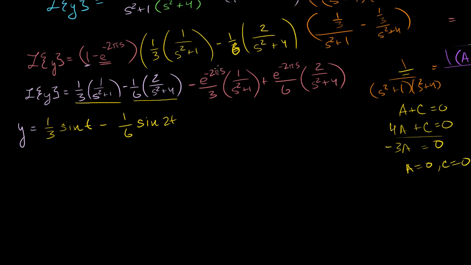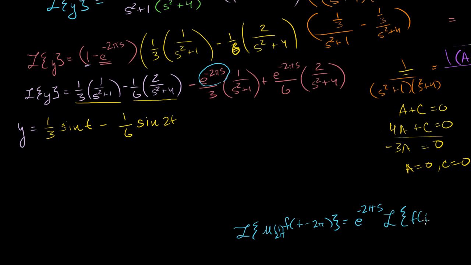Now, these are almost the same, but we have this little pesky character over here. We have this e to the minus 2 pi s. And there we just have to remind ourselves, I'll write it here in the bottom, that the Laplace transform of the unit step function, 2 pi, times f of t minus 2 pi, I should put the step function of t, is equal to e to the minus 2 pi s times the Laplace transform of f of t.